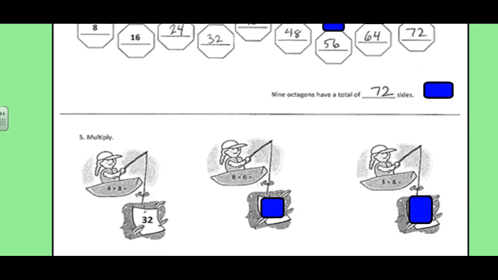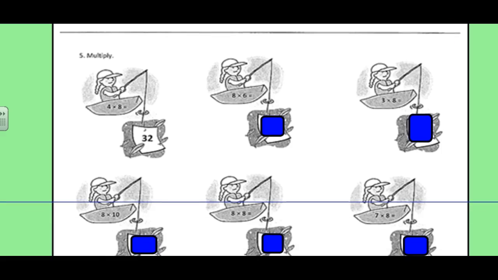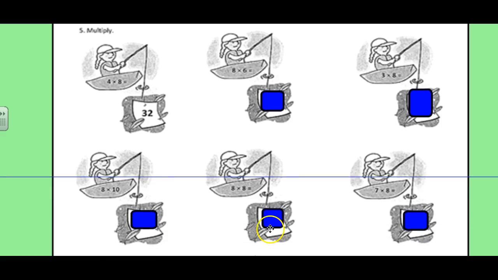Moving down to number 5, you've got different parts to number 5. All you had to do was solve the multiplication equation. The first one was done for you. 4 times 8 was 32. So now you're going to solve these other multiplication equations and write the answer in the blanks. So I want you to push pause to do that.